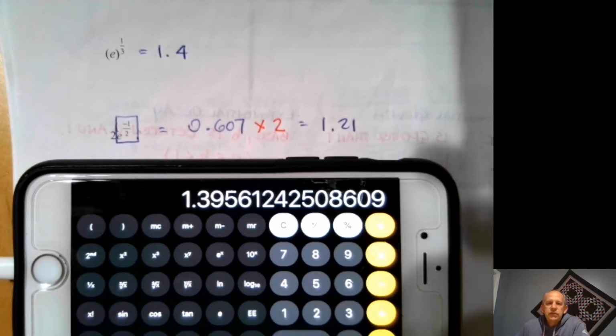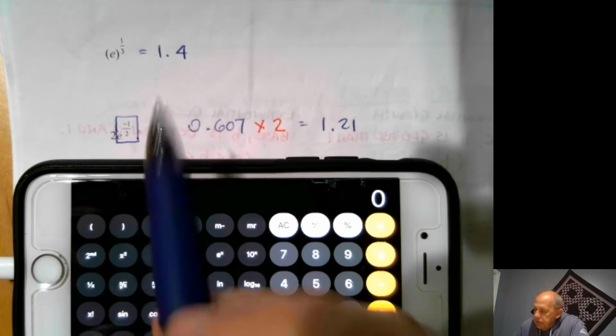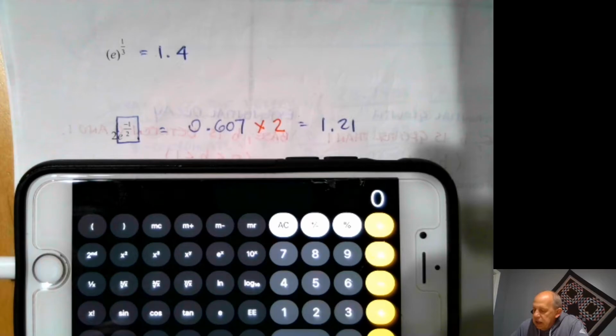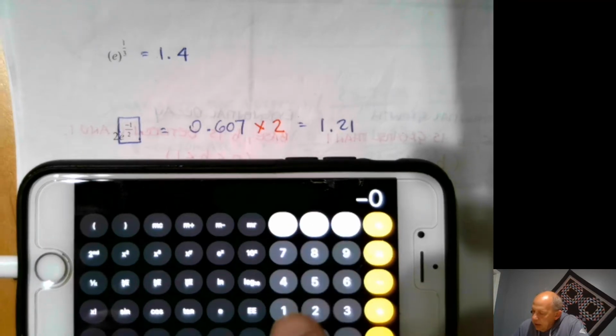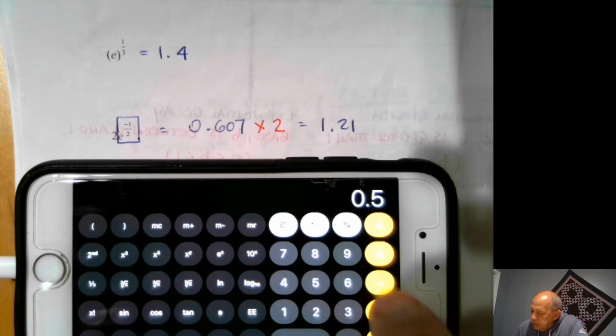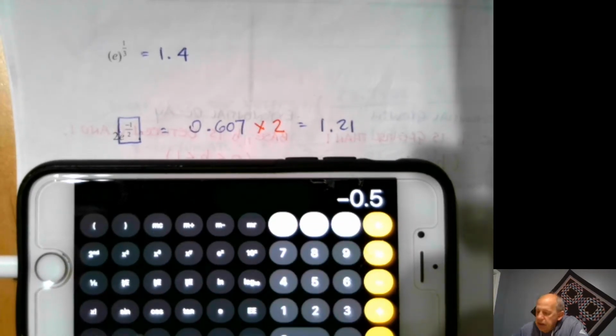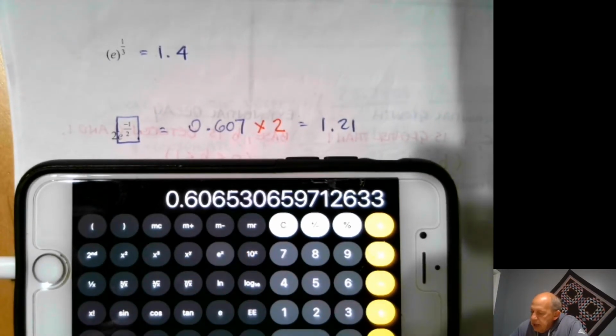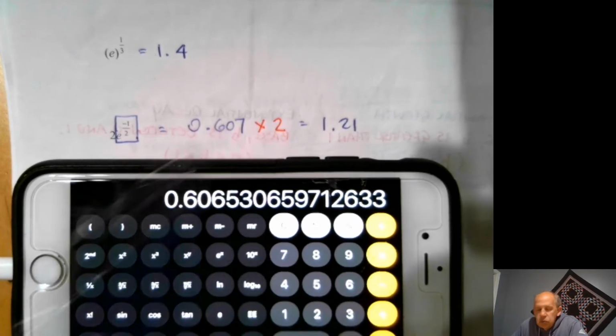This last one has a few more steps that are involved here. What I'm going to do for this one is my e to the negative 1/2 first. So what I have is parentheses, negative 1 divided by 2, close parentheses. Let me make that negative. There's my exponent. E to the x, there's where that 0.607 comes from.